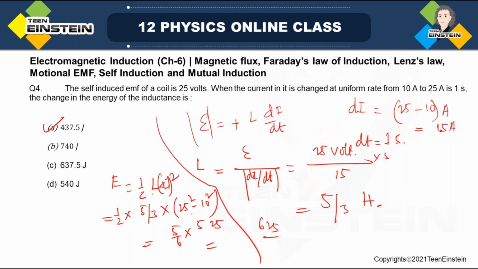What was the clue point here? The clue was in this situation: how do you write the induced EMF for an inductor coil? So that is L di/dt. Okay, so let us move on to the next problem.